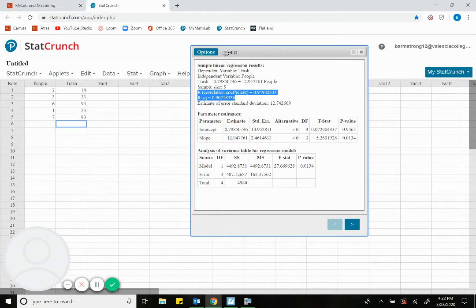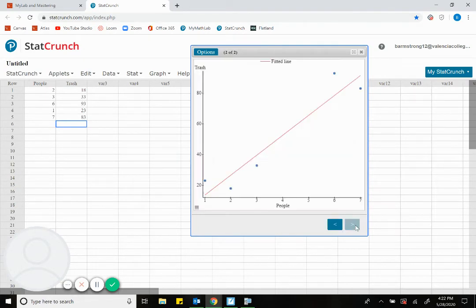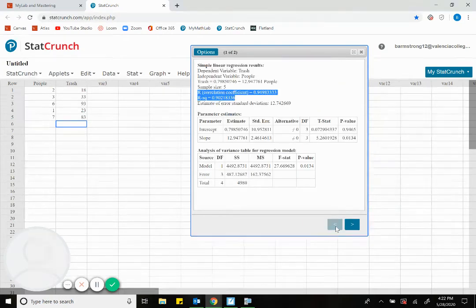If I scroll to the other page, because it says 1 of 2, I believe the other page shows the graph. Yeah, there's our graph, and there's the line actually put on it. Okay? Pretty cool. So you got both of those pieces of information right there for you.